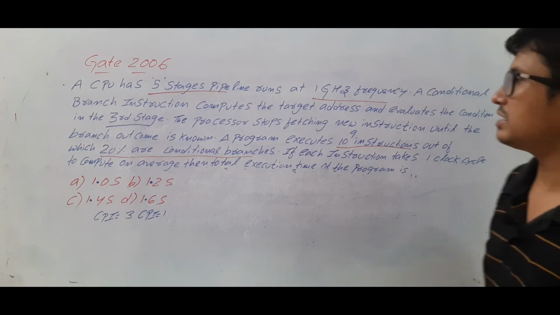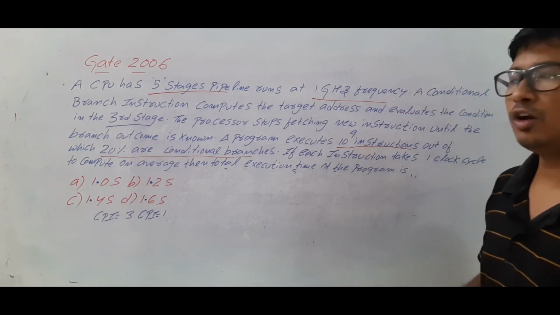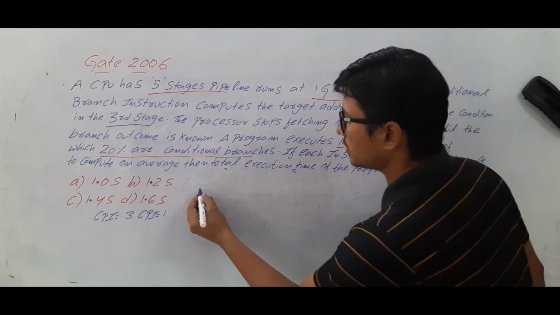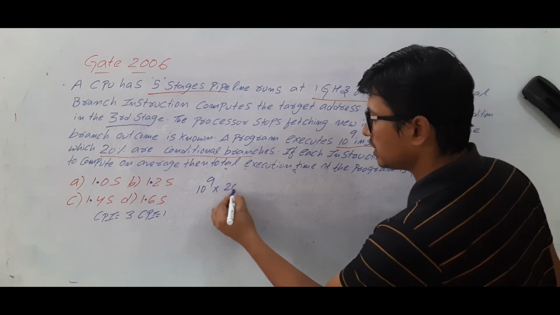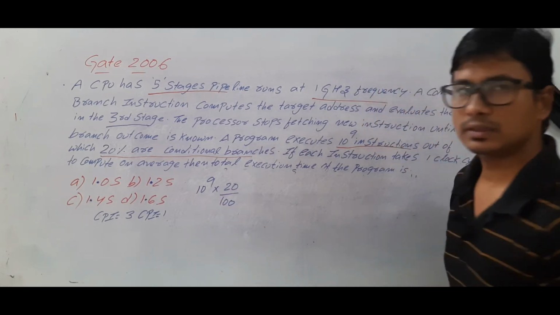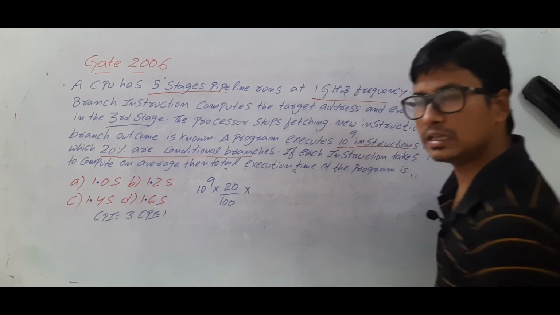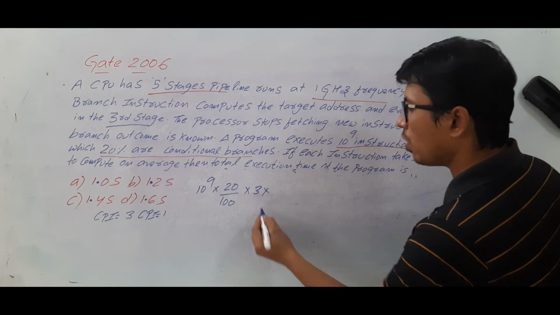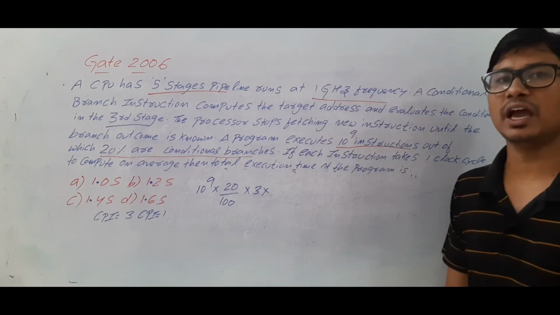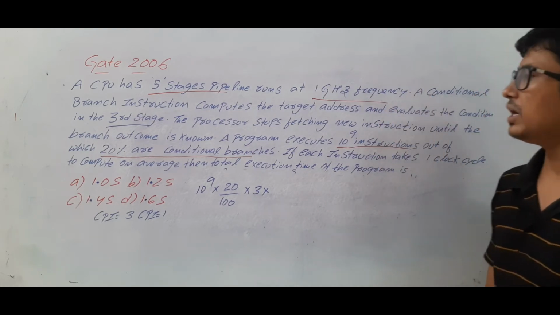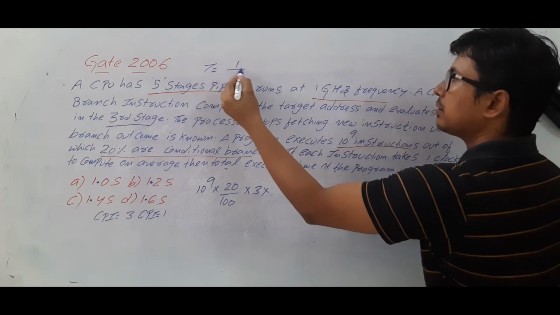Okay, now we will see it. 20% are conditional branch instructions. Totally how many instructions are there? 10 power 9. So 10 power 9 into 20 by 100. Now how many clocks is it taking? Clocks per instruction is 3. So 3 into the time for each clock. That is what we have to find, but what they have given is the frequency. What is the relation between frequency and time? Time is equal to 1 by frequency.